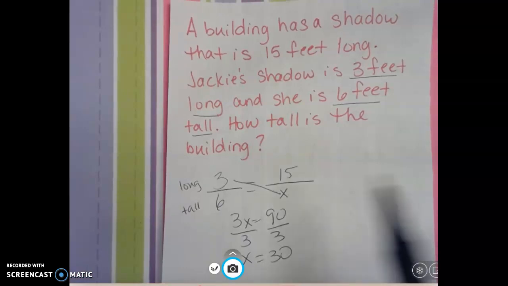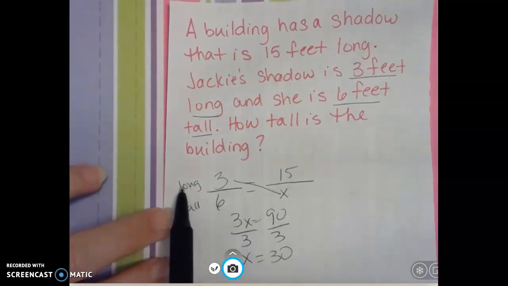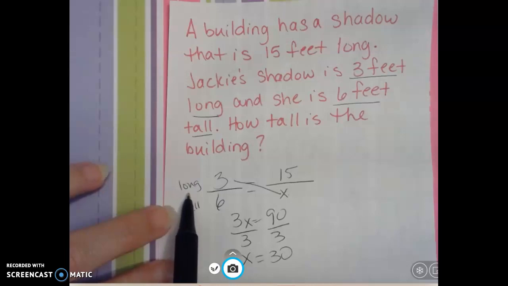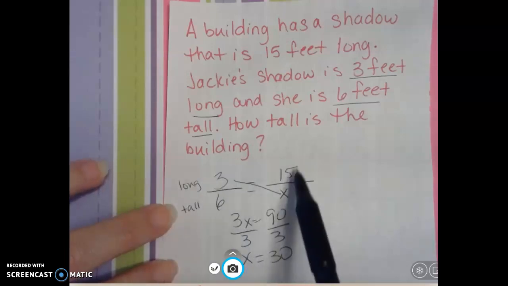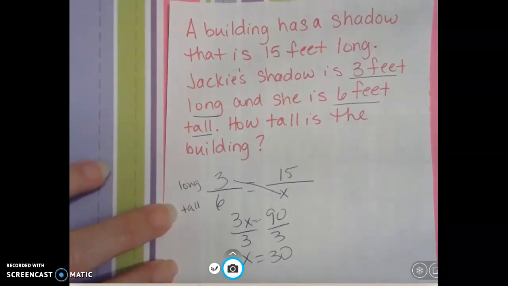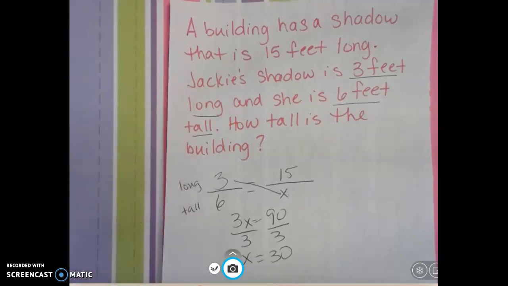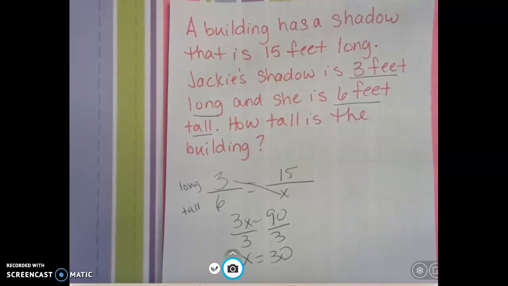The key is to make little notes over to the side, because if you get these numbers mixed up, then obviously you're going to get the wrong answer. So make sure you put little notes over to the side. It only takes a second, but a lot of times that's going to save you a lot of heartache in the end. So take the time, write that down, and solve some proportions.